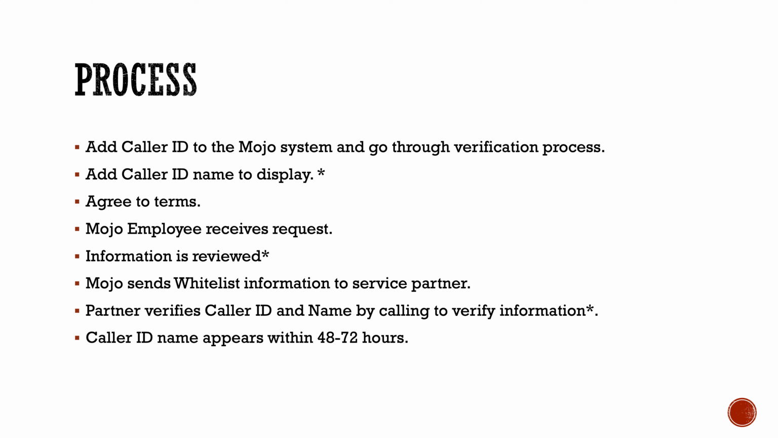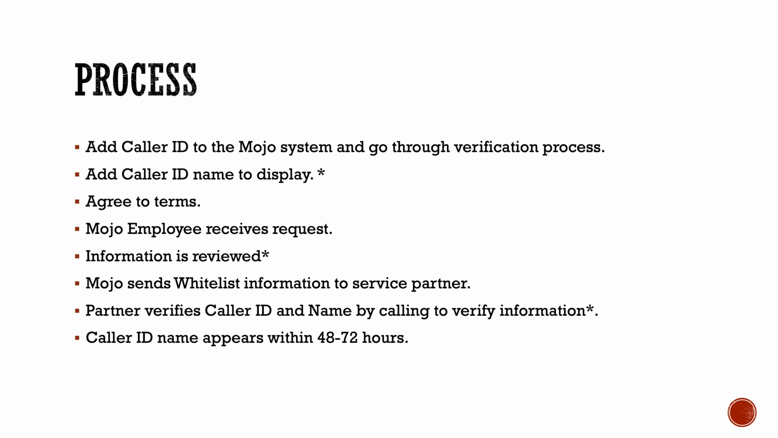You'll need to agree to the terms once you add the caller ID name. And then, again, the Mojo employee receives a request, and the information is reviewed. And again, that's where we're going to look at that and say, hey, is this going to go forward in the process, or are we going to hold it back because something doesn't look right? Mojo is going to send the whitelist information, the phone number you want a CNAM record for, and the name you want displayed. And again, that's only going to show up on about 10% of mobile phones, but most of landlines. And we're going to send that off to our service provider.